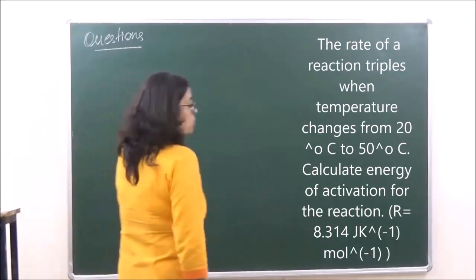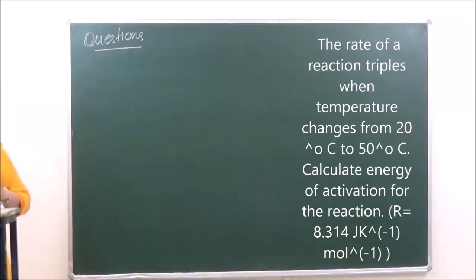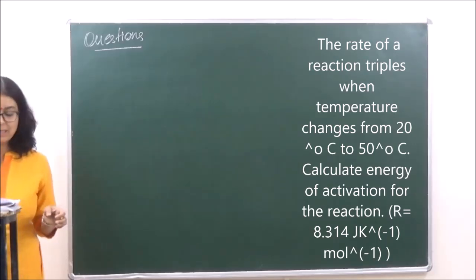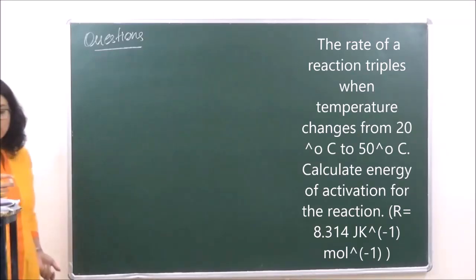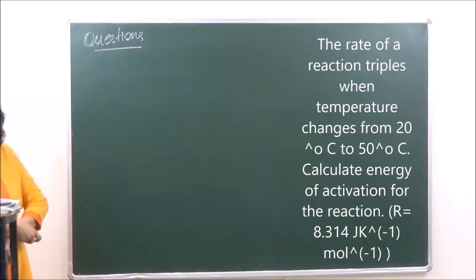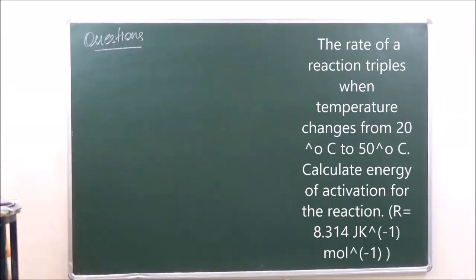Okay, so let's solve a few questions today. The first question is, the rate of a reaction triples when temperature changes from 20 degrees to 50 degrees Celsius. Calculate the energy of activation for the reaction. R is given to us as 8.314 joules per Kelvin per mole. Okay, this is our question.